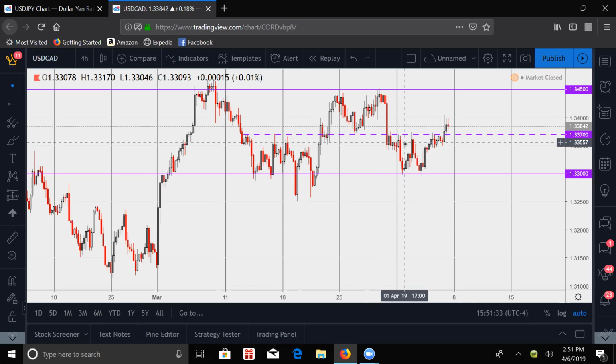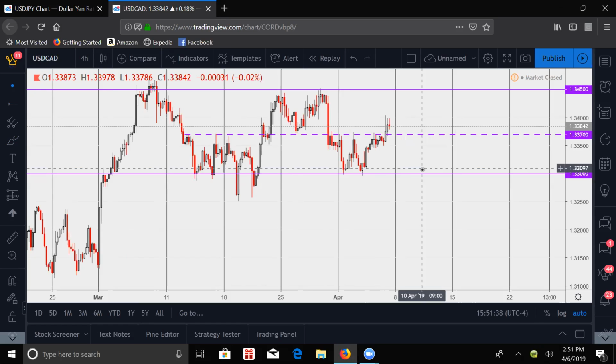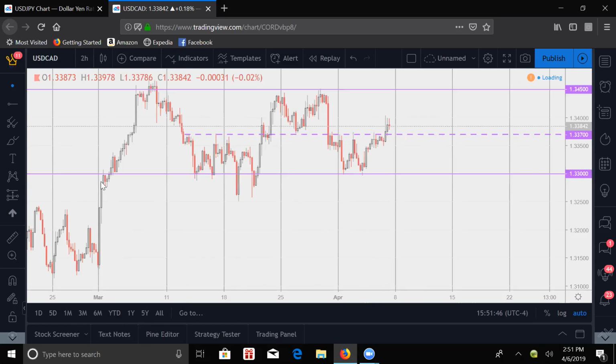Or that you can get sometimes when you first begin to trade. But over time you learn. So anyway, price broke this level. It kind of retested. I'll go down to the two.